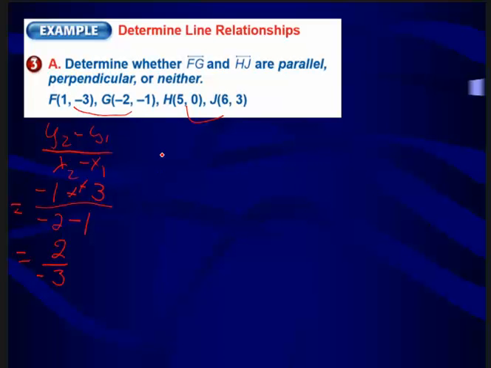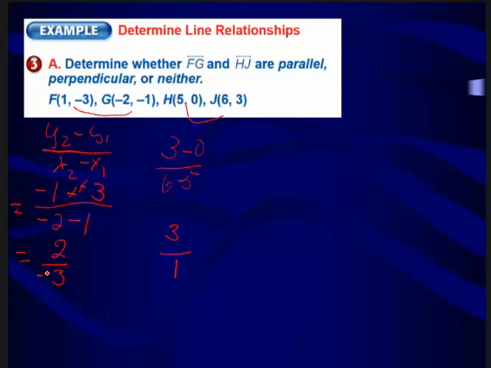We're going to follow this same formula. So my second y value is 3 minus my first y value 0 over x2 6 minus x1 is 5. Do the math. 3 minus 0 is 3. 6 minus 5 is 1.